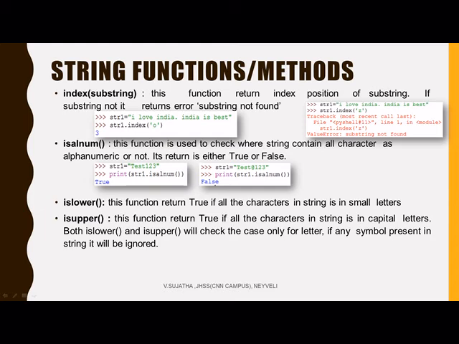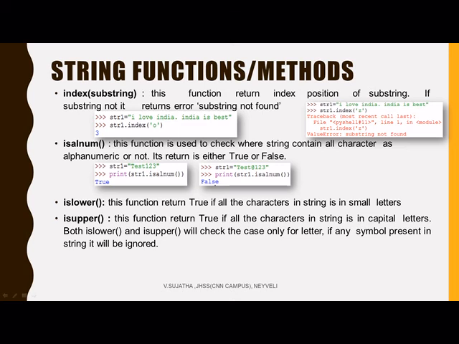In the same manner, you have some functions for checking: isalnum, islower, isupper, like that. Isalnum means this function is used to check whether the string contains all characters as alphanumeric. See here, str1 equal to test123. All the characters are alphabets as well as numbers, so it will give the answer true. How to check that? Print str1 dot isalnum. True. See here, one symbol I have added here. Now, if you check, it will give the answer false. Only if all the characters are alphanumeric, that is alphabets or numbers.